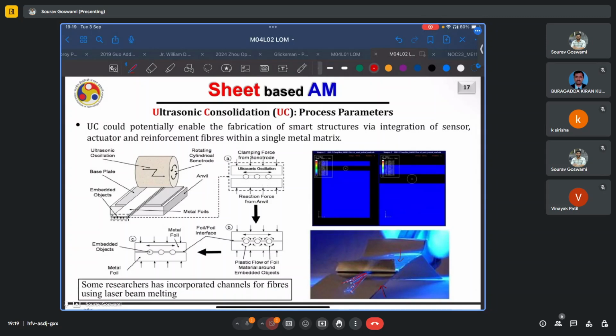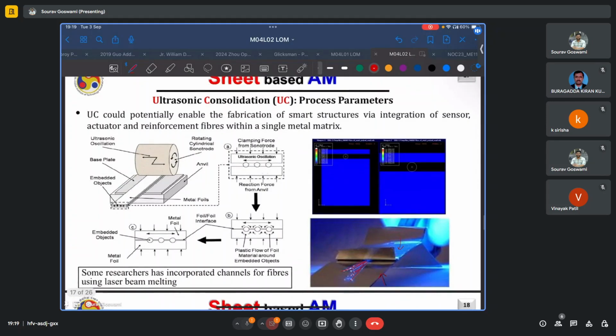And when you pass light from one end, it is visible on the other, which shows that the fibers remain undamaged. This can also help in the manufacturing of metal matrix composites, which can have suitable, tailored, or desirable properties, which will be a combination of the matrix and the reinforcement phases. Some researchers have also incorporated channels for fibers using laser beam melting.